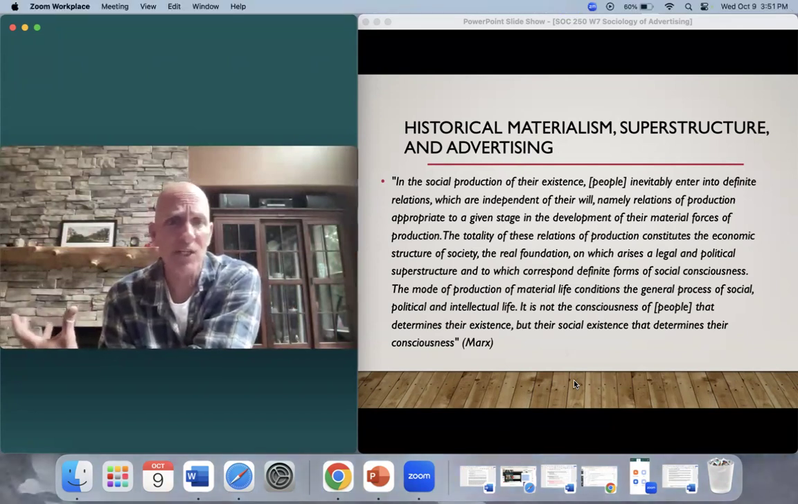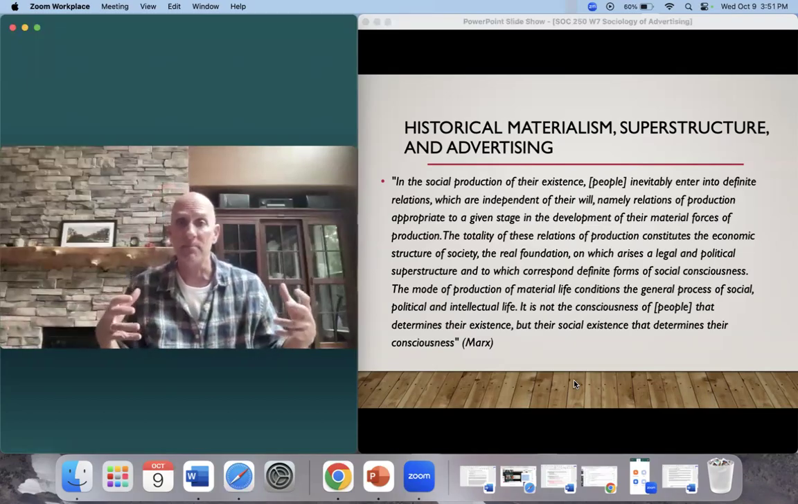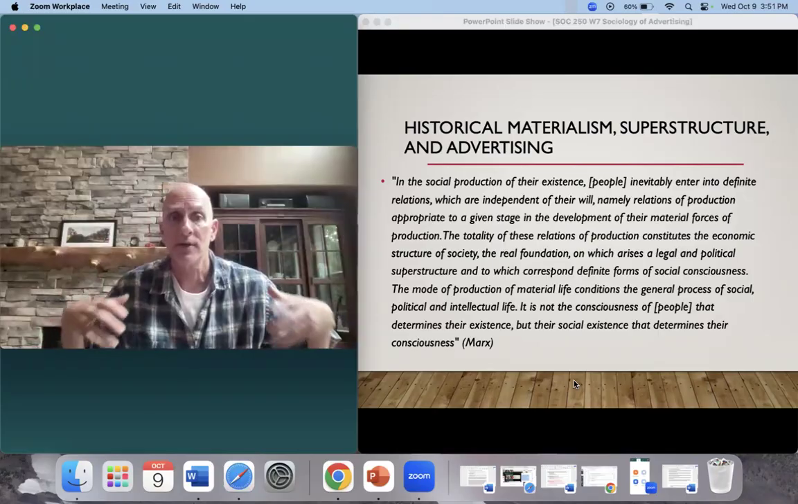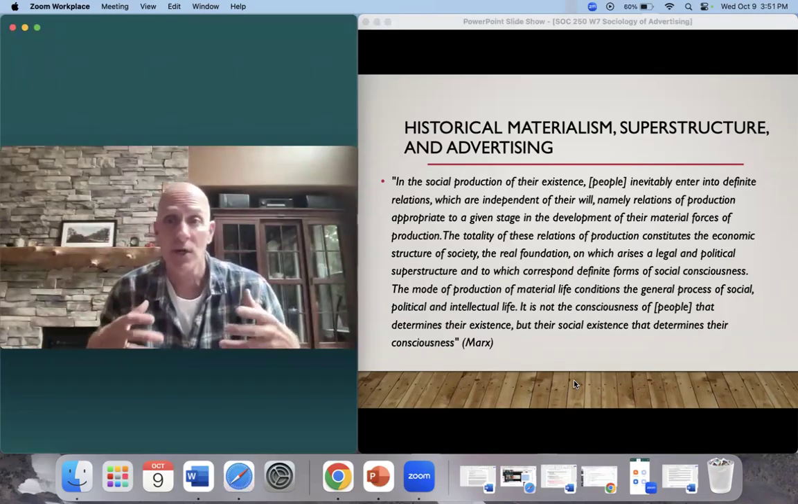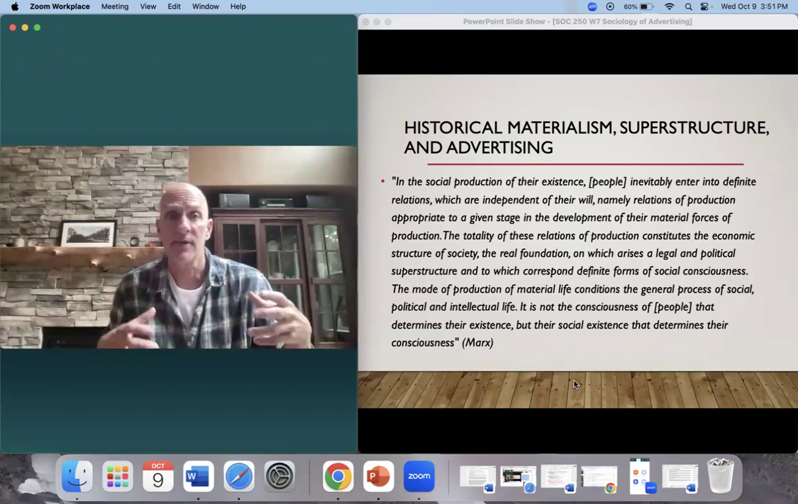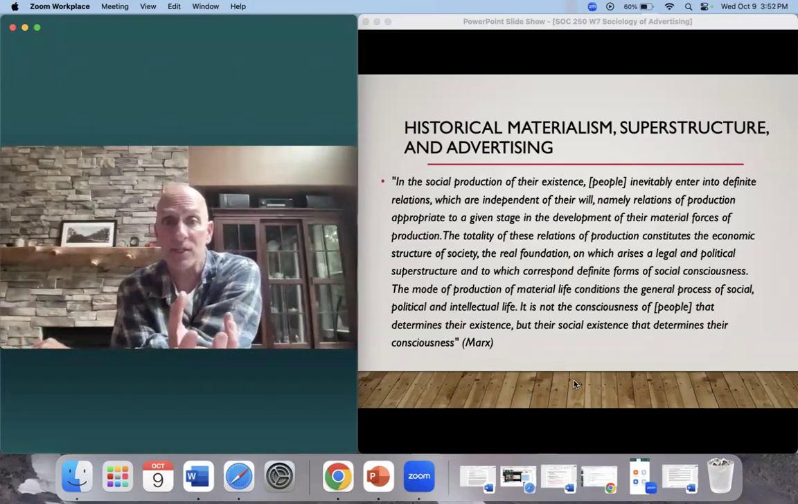In the social production of their existence, people inevitably enter relations which are independent of their will, namely relations of production. By this, he means that people enter into space based on their role as either a worker, an owner, a manager, an executive. What is their relationship to the system of production?